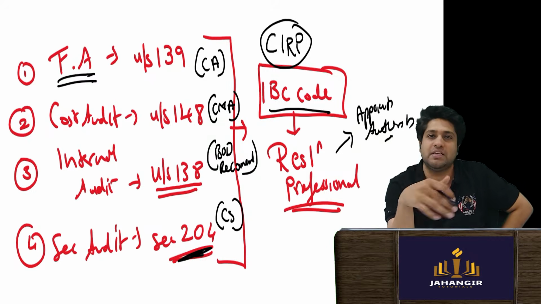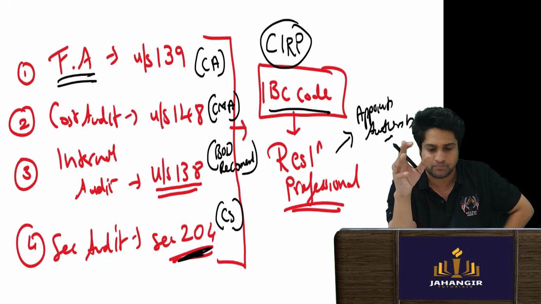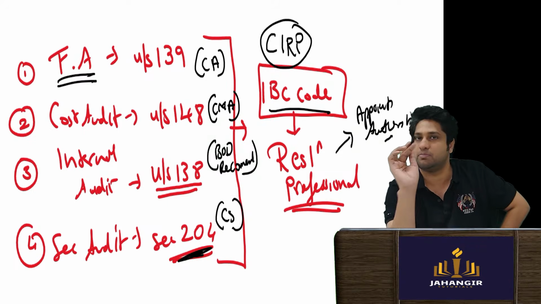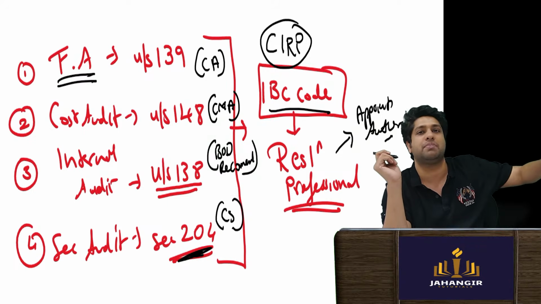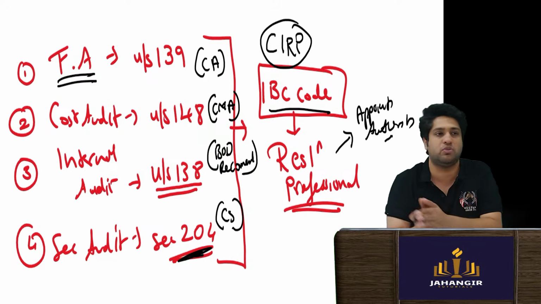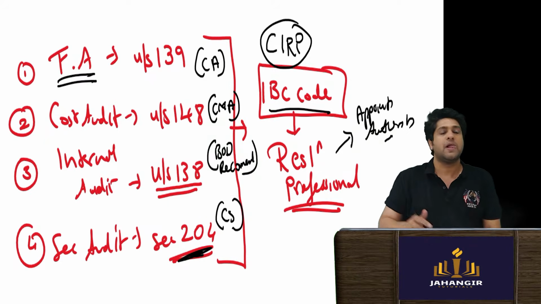And in the IBC code, if an auditor is being appointed, the appointing authority will be NCLT, which will appoint the resolution professional. Very simple. If a company is going under CIRP, Corporate Insolvency Resolution Process, then NCLT will be the appointing authority. Very good. So if I just go through the sections, can you tell me again, if I ask you, which is section 204? 204. Which audit?